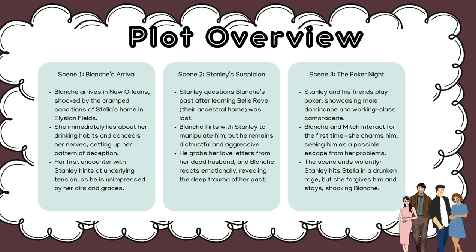Scene 3, the poker night. Stanley and his friends play poker, showcasing male dominance and working-class camaraderie. Blanche and Mitch interact for the first time. She charms him, seeing him as a possible escape from her problems. The scene ends violently. Stanley hits Stella in a drunken rage, but she forgives him and stays, shocking Blanche.